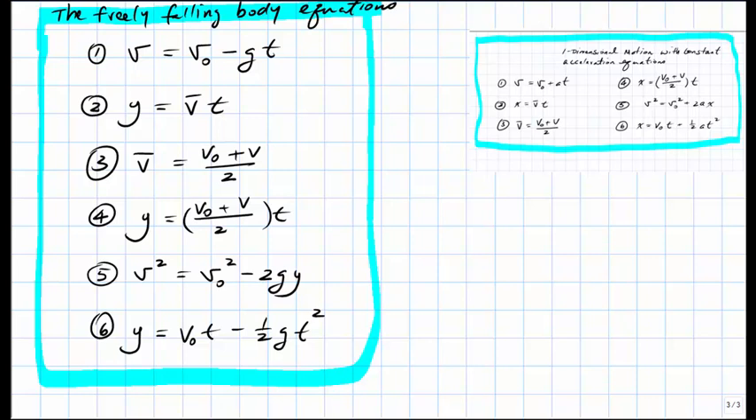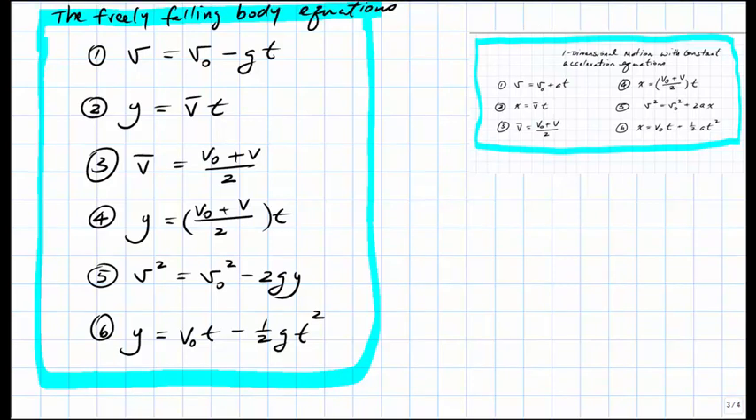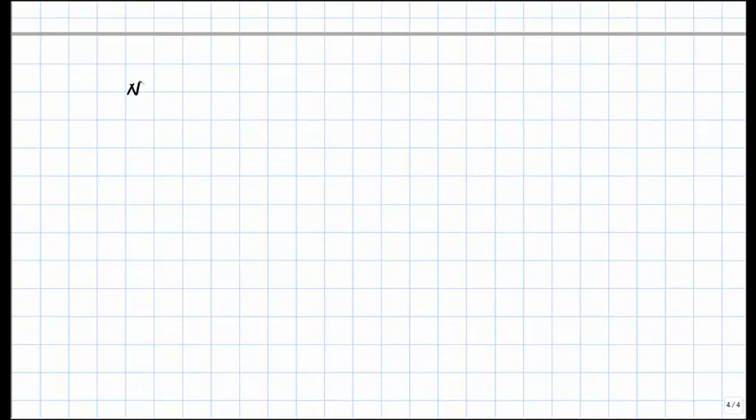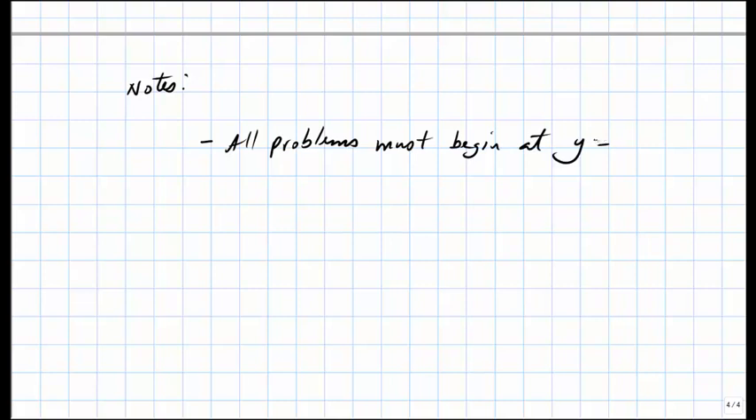And of course we recognize that they apply to rising bodies as well. And we will also note the following observations. First of all, problems must begin at y equals 0. What does that mean?